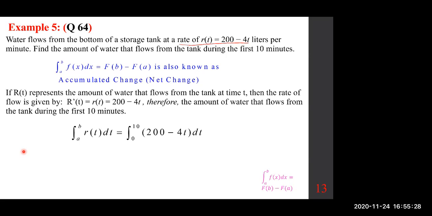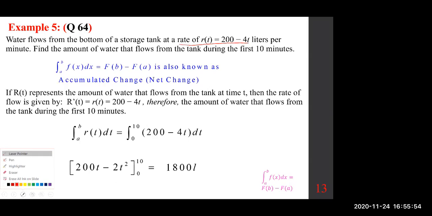which is simple math. So 200 minus 4t, we are integrating 200t minus 2t squared. When you plug in 10, that gives you 200 times 10, 2000 minus 2 times 10 squared. This is 1800. This gives you 0 and 1800 liters.